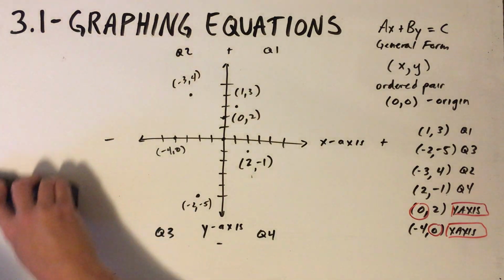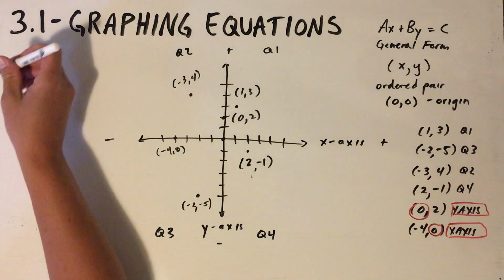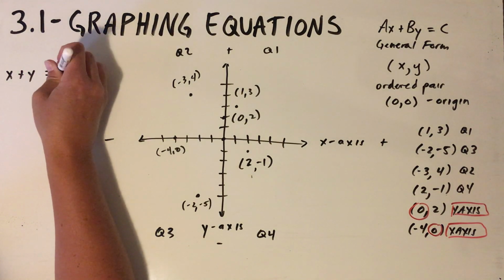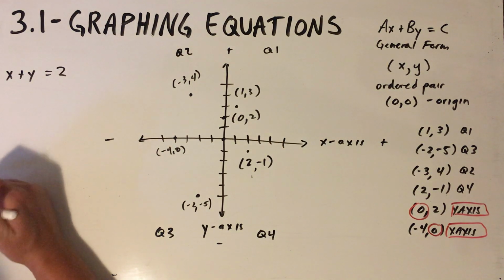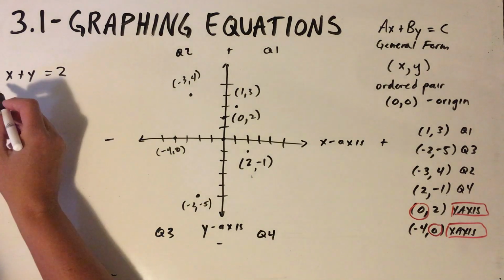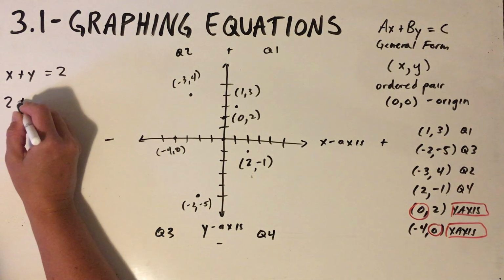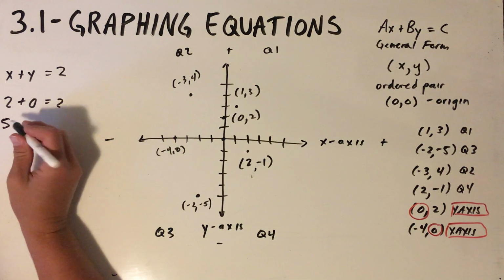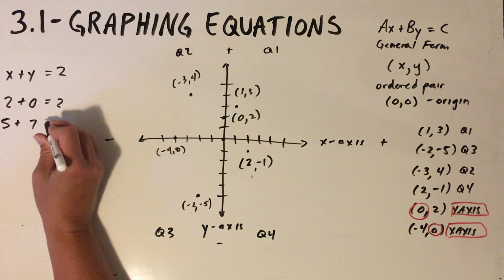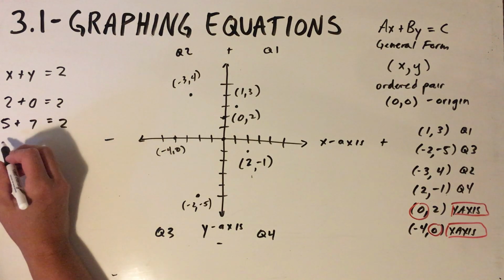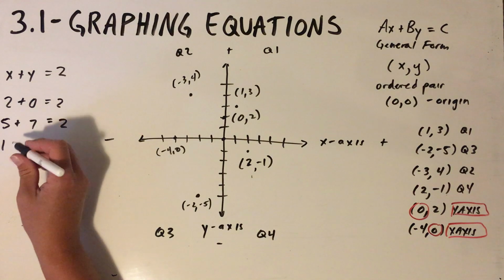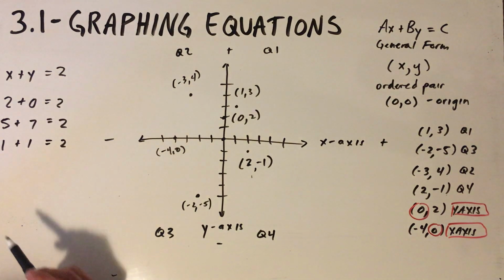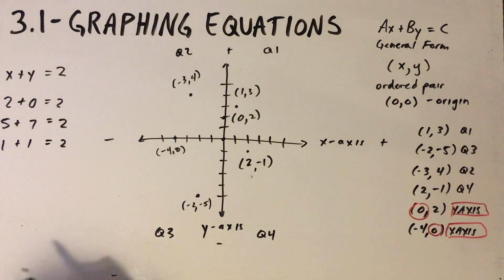But when we start having two variables, like x plus y equals 2, there's an infinite number of possibilities for what x and y could be. If x was 2, then y would have to be 0. If x was negative 5, then y would have to be 7. If x was 1, then y would have to be 1. And you can see that we could do this all day. I could change x and figure out the corresponding y.